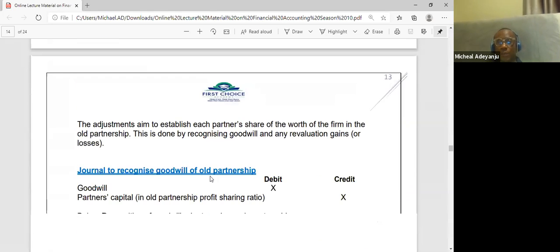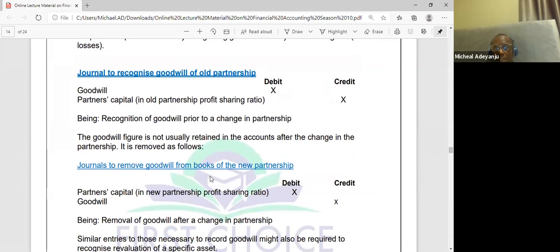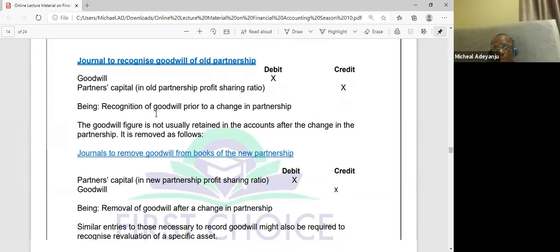So accounting for change in partnership. We debit goodwill because goodwill is an asset, and we credit partners' capital.